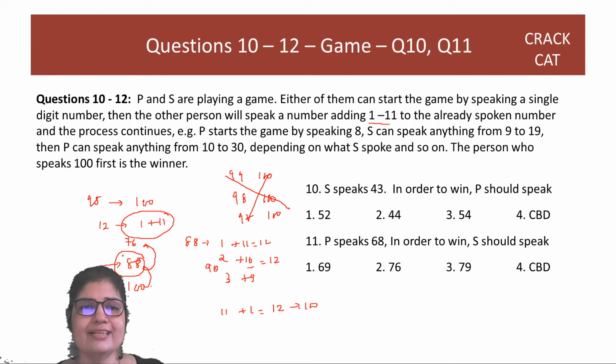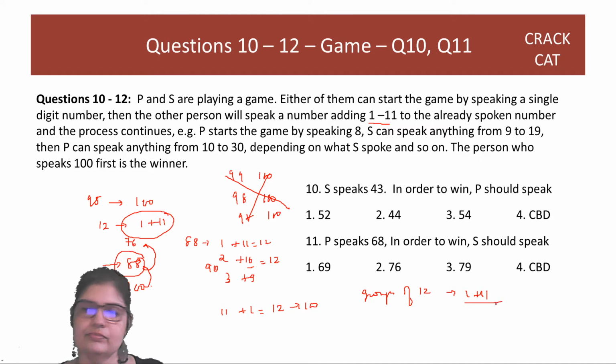So that is the key to thinking for this question: I have to think in groups of 12. Where does 12 come from? 12 comes from 1 plus 11, where 1 is the lowest and 11 is the highest that I can say. So I can ensure that whatever the other person says, I can add the complement to keep the control of 12.